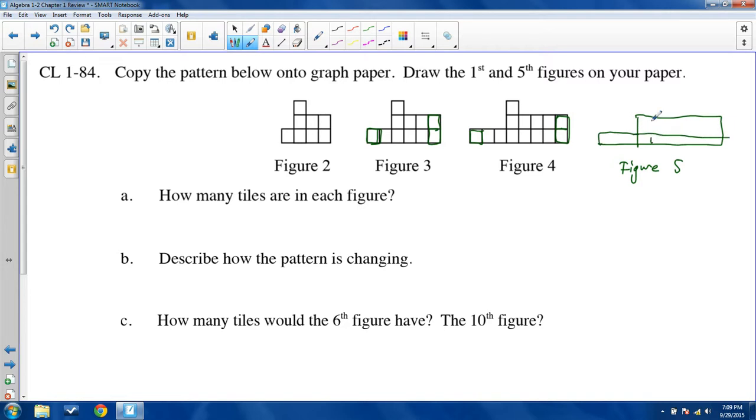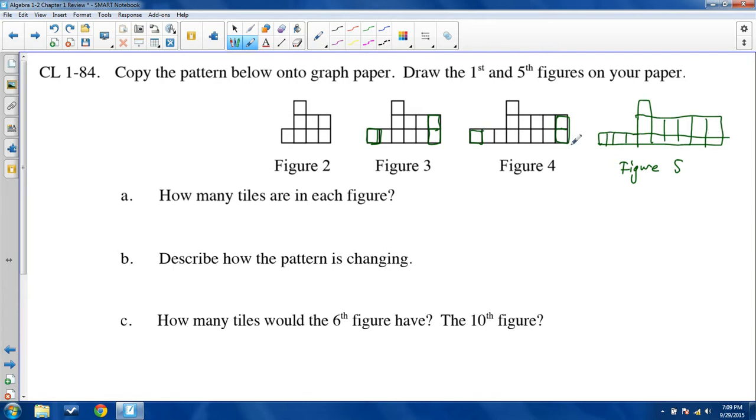So let's take a look at that. Here I have 1, 2, 3, 4 rows of 2. Here I'm going to have 1, 2, 3, 4, 5 rows of 2. And here I have 1, 2, 3 of these ones here. So I have 1, 2, 3, 4 of them here. So there's my figure 5.